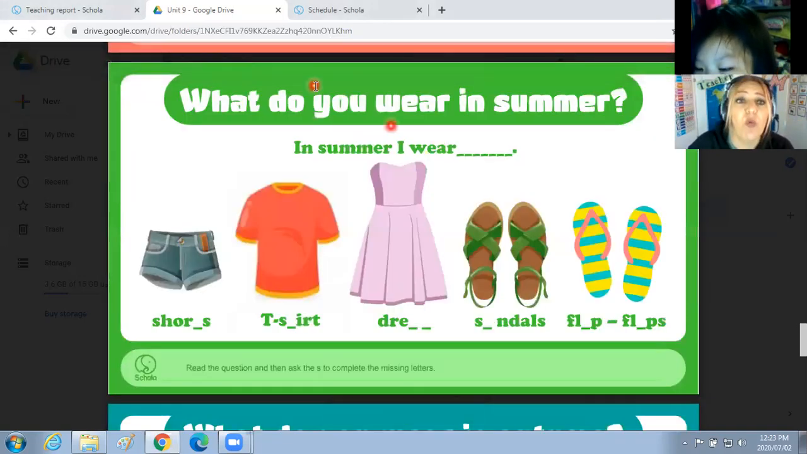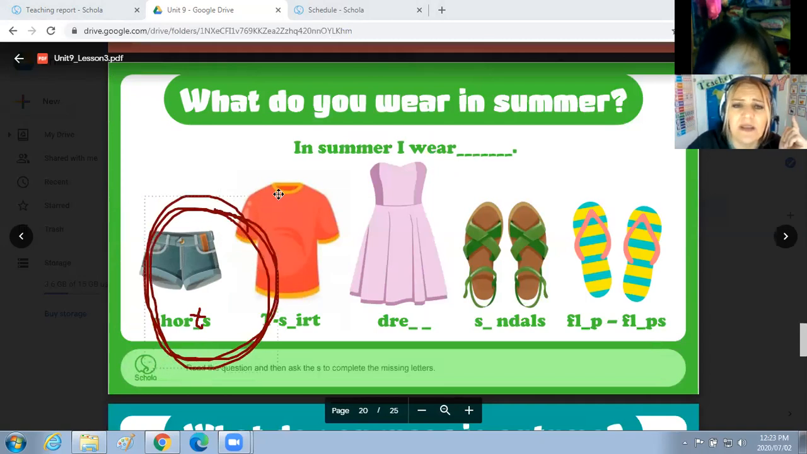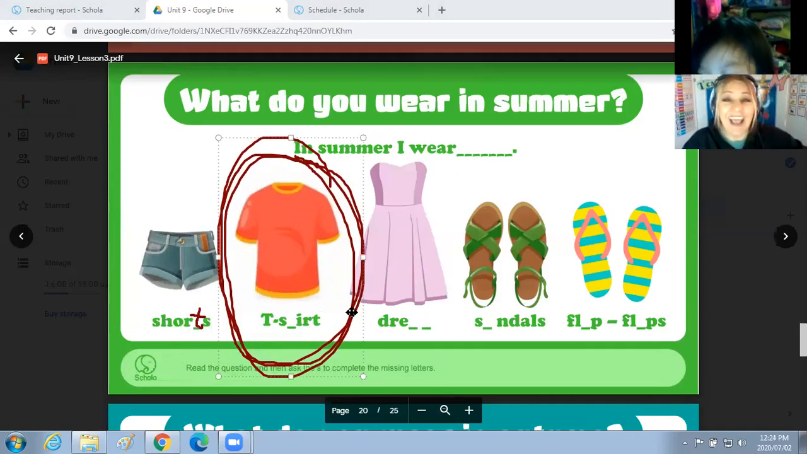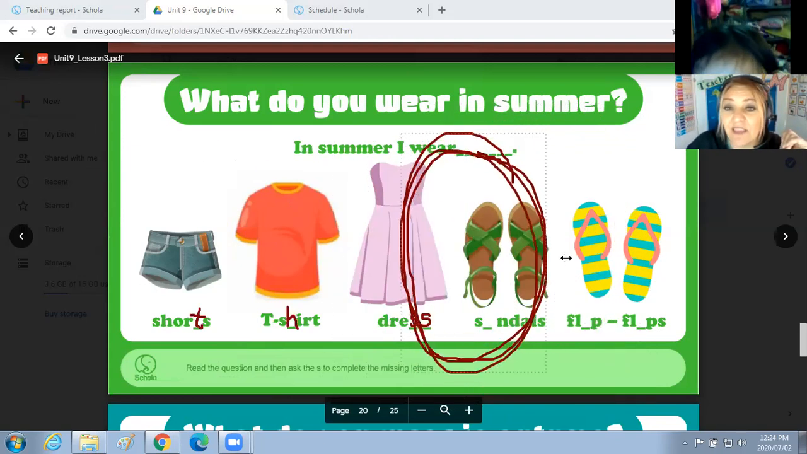How about summer? What do we wear in summer? Shorts. What is this? T-shirt. Shirt. Dress. How do we spell dress? Say for me, dress. Red. And these shoes?